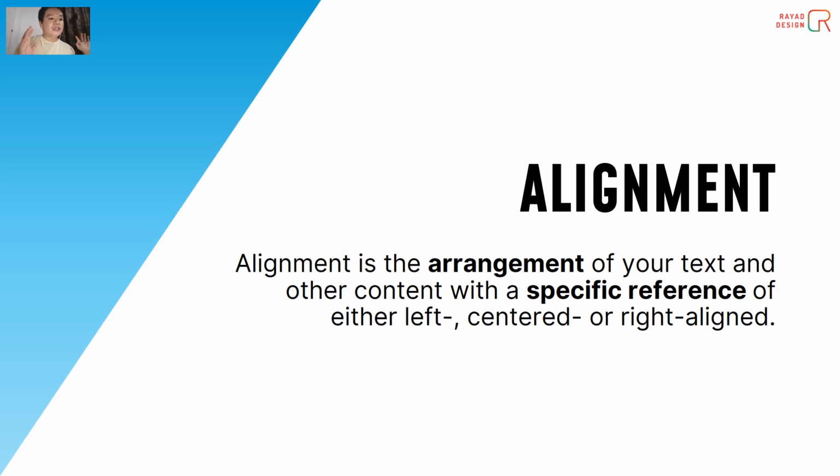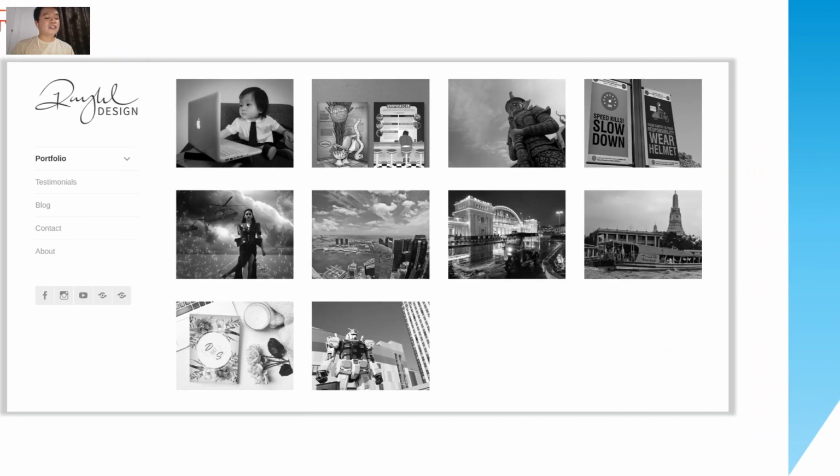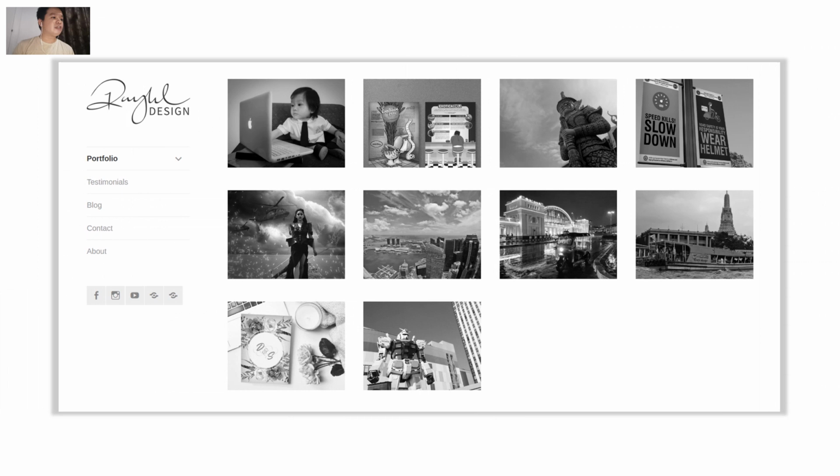Now, alignment. Alignment is the arrangement of your text and other content with a specific reference of either left, centered, or right aligned. So this one is an example. This is actually my portfolio website, and if you can see here, everything is aligned to the left.